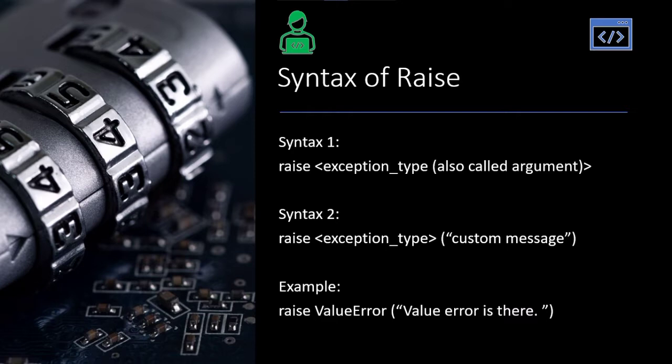Then we have another syntax in which we can raise an exception and also provide a custom message with that. The syntax of this is almost the same as the first one. We just need to add parentheses and write our custom message. The message should be in the form of a string only. For example, raise ValueError, and inside parentheses we can write "it's a value error".